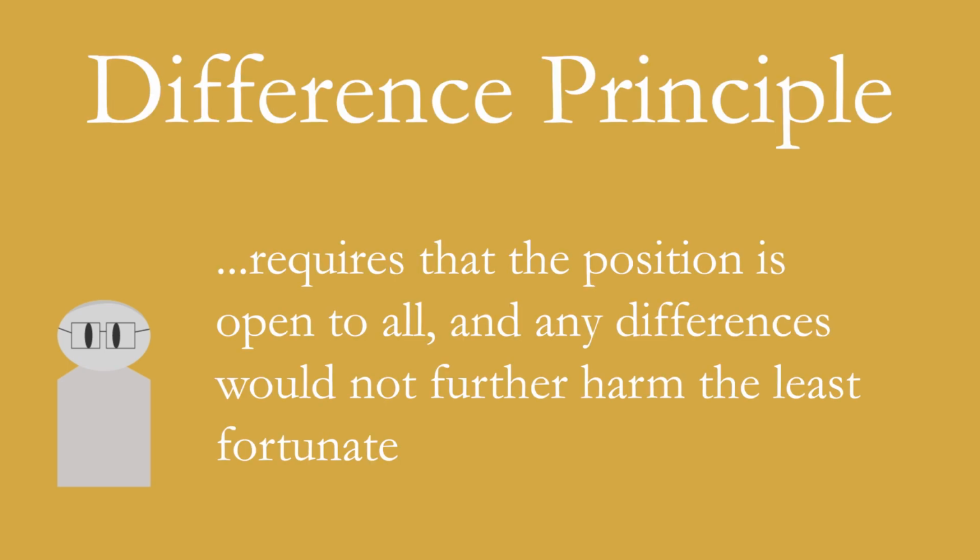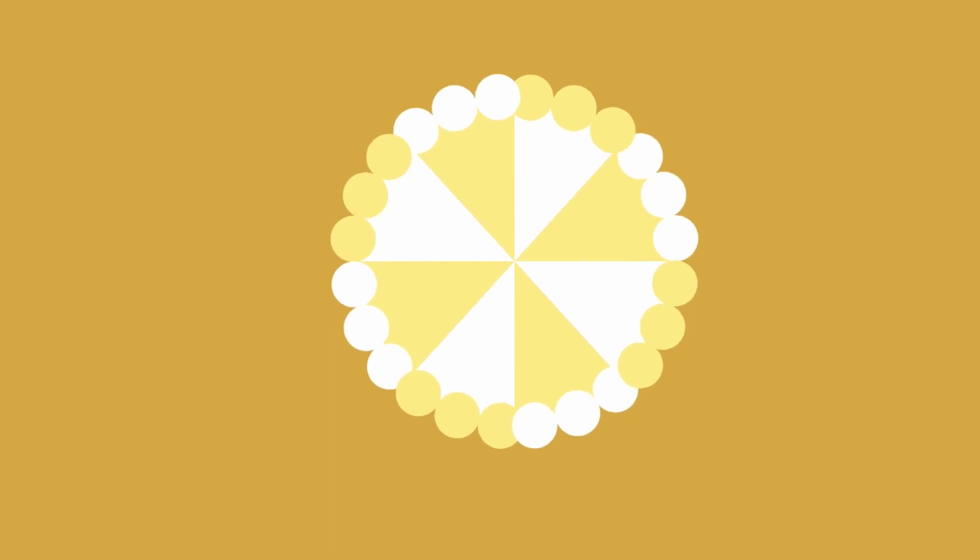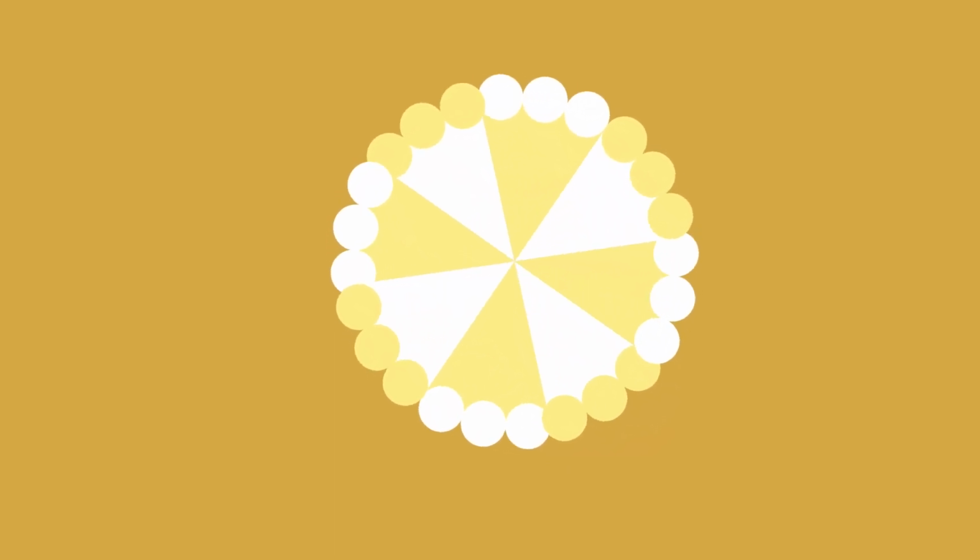We will look at one of the 2 principles proposed by John Rawls in his theory of justice. The difference principle requires that the position is open to all, and any differences would not further harm the least fortunate. There are 2 concepts that are useful from Rawls in evaluating data analytics. The open position suggests that the position of inequality, or the opportunity to get the item of value, is open to everyone. When cutting the cake, the option to receive the bigger slice of cake must be open to everyone.